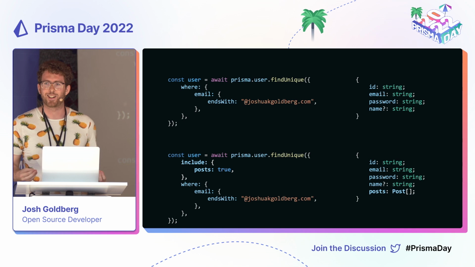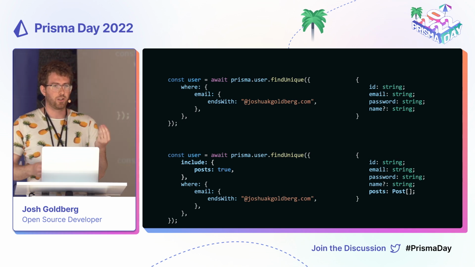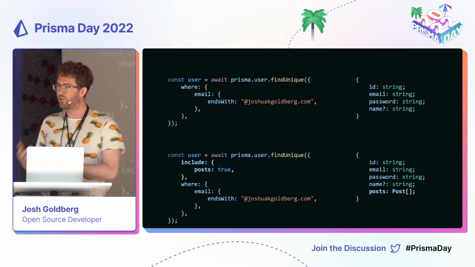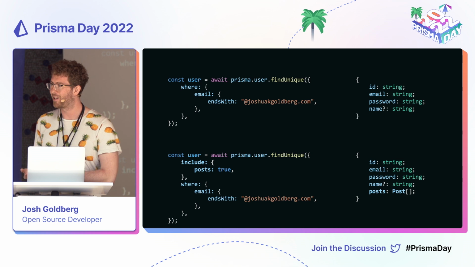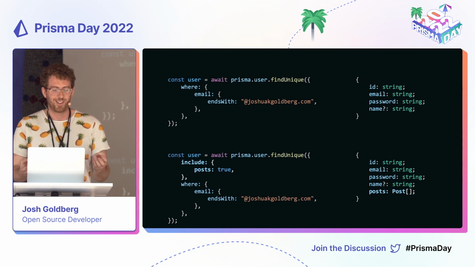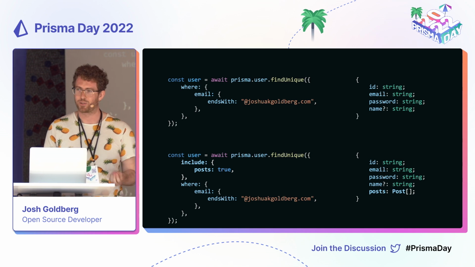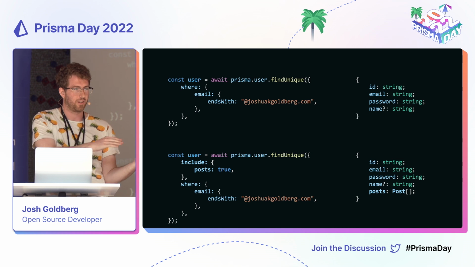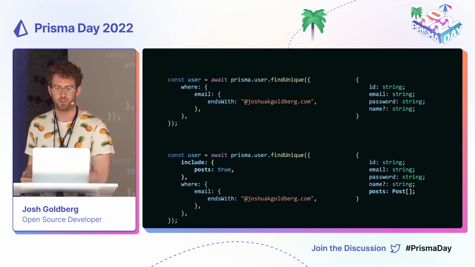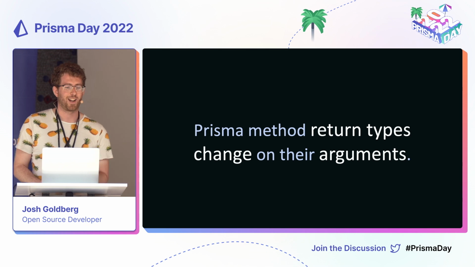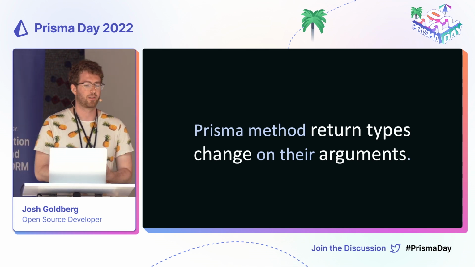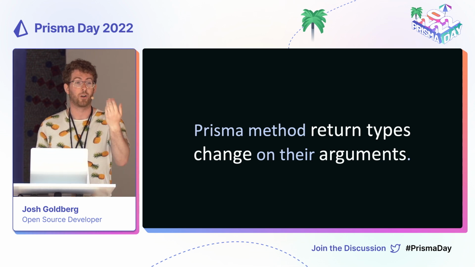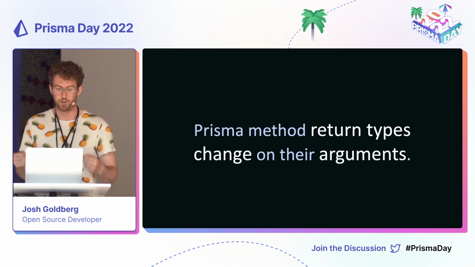But there's some magic that goes into the types. If you include, say, posts: true, if you add an include to your find, there is also going to be an extra property on the returned type. What? There is no way to represent this in most languages. This is a beautiful thing where you can have the input to the function change the return type of the function itself. Or in slightly more technical terms, Prisma method return types change based on their arguments. Fun fact, the argument is the thing going into the function. The parameter is what the function declares.